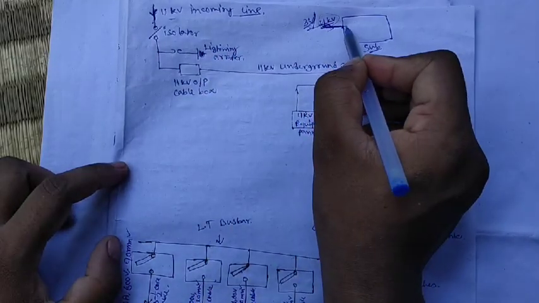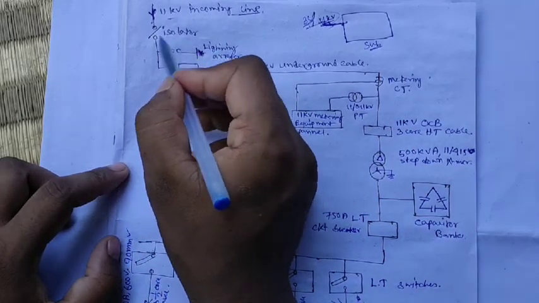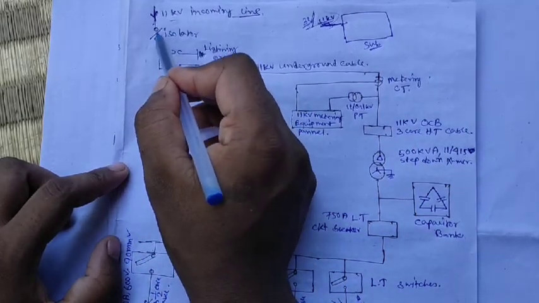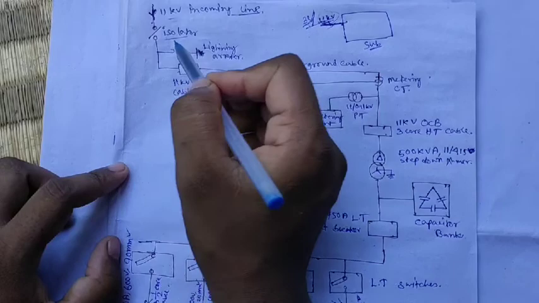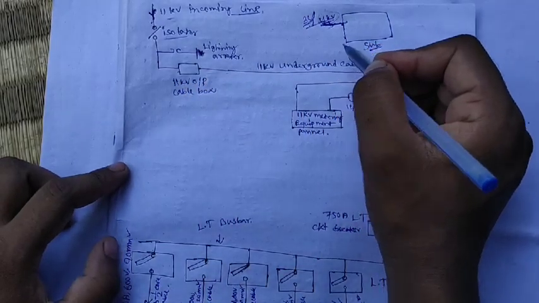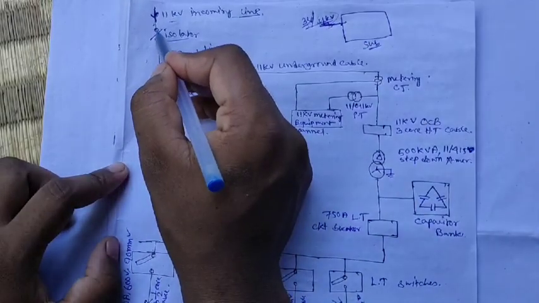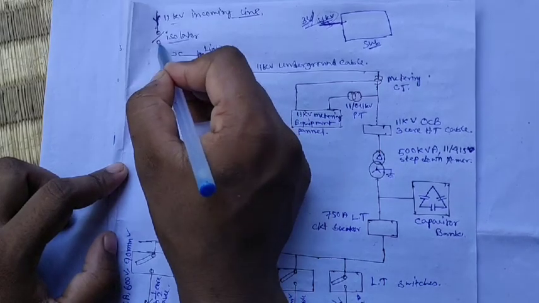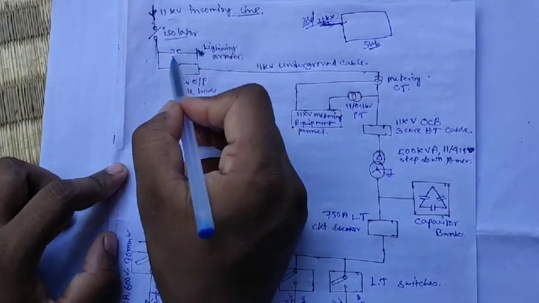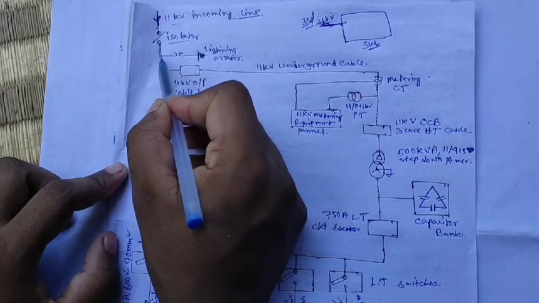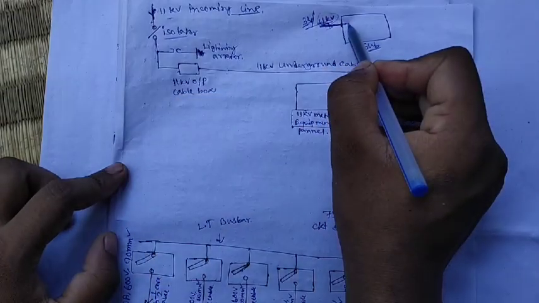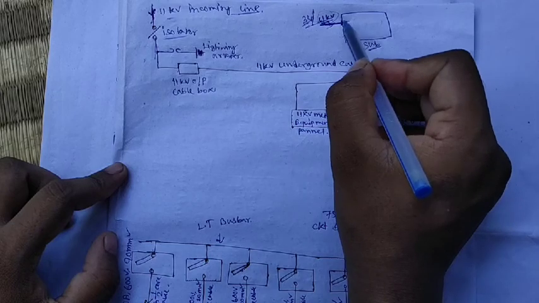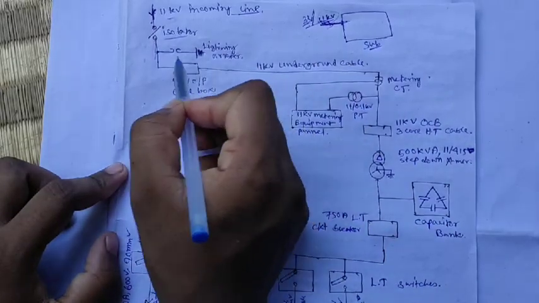First of all, this 11 kV line is connected with an isolator. Isolator means it is a switch. First of all, we connect this 11 kV line to the isolator, then connect a lightning arrestor. Before the incoming of this substation equipment, it is connected with the lightning arrestor.